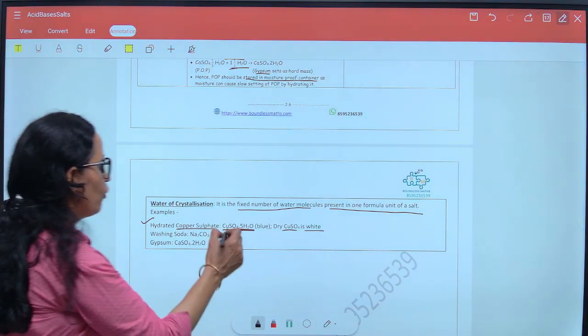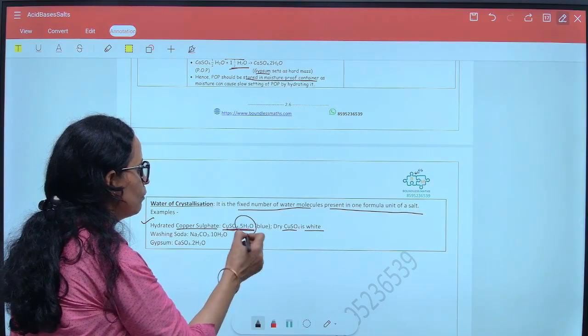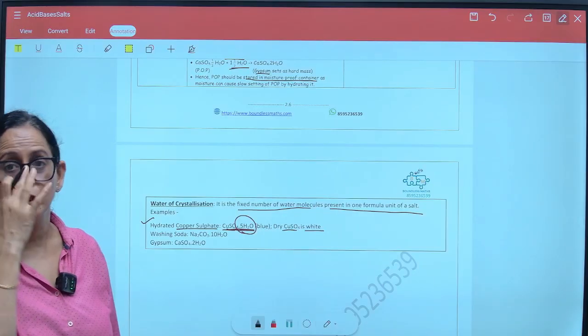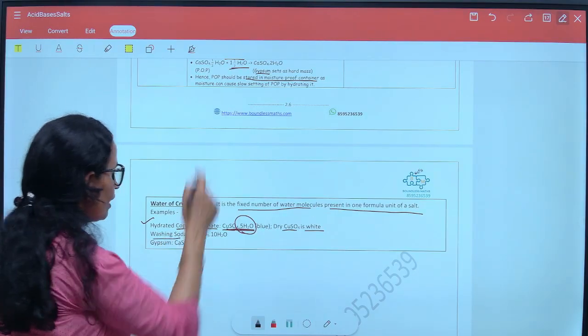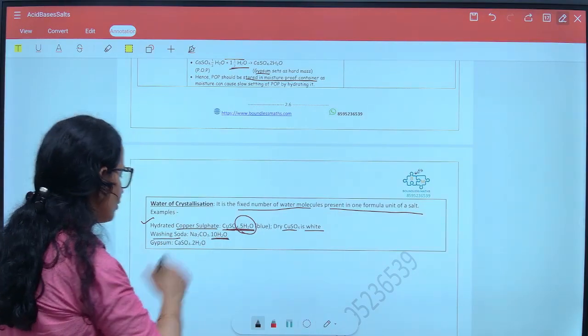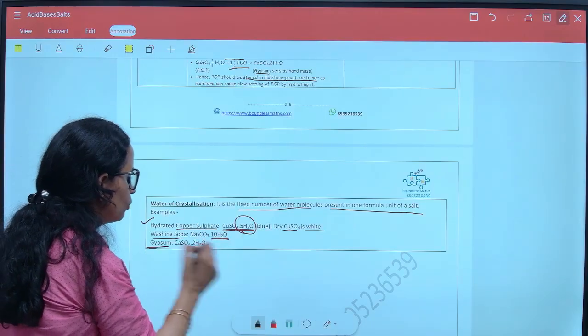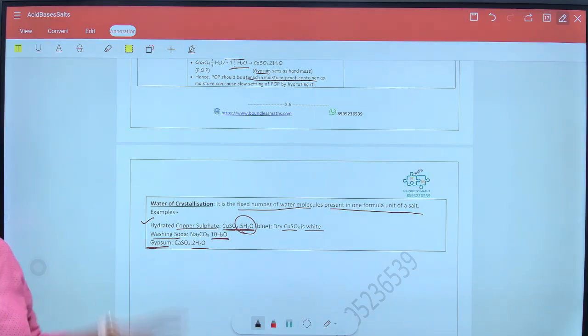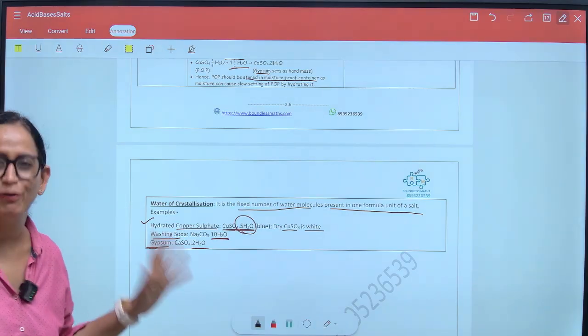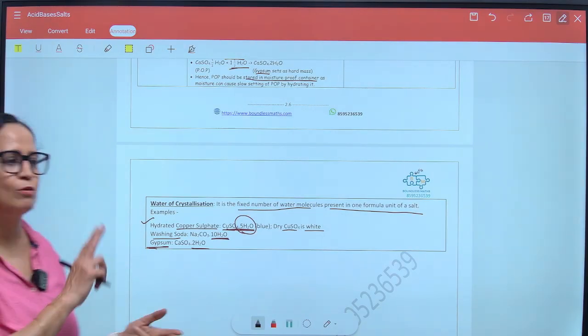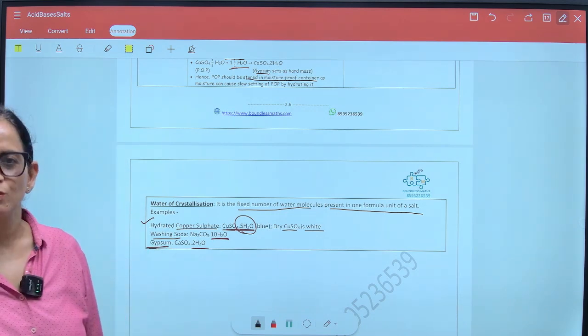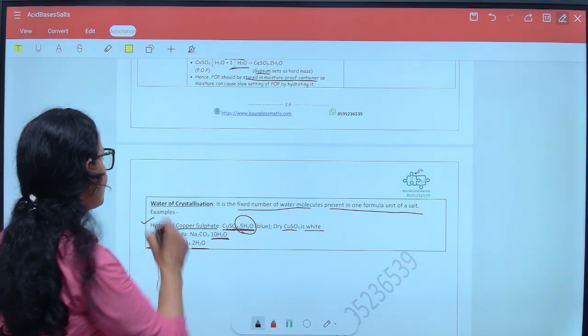So CuSO4 has how many molecules? How much water of hydration? It is 5 molecules of water. Washing soda, we have already seen it has 10 molecules of water, and gypsum has 2 molecules of water. Plaster of Paris has half molecule of water. Basically 2 molecules of CaSO4 sharing just 1 molecule of water. So this is water of crystallization.